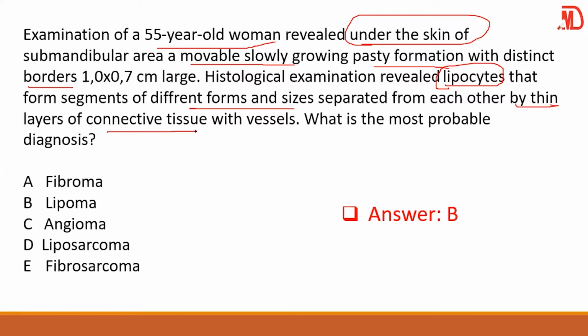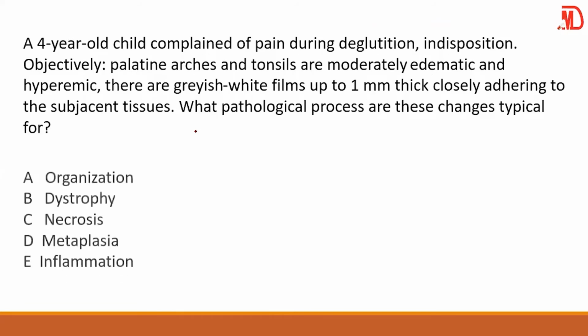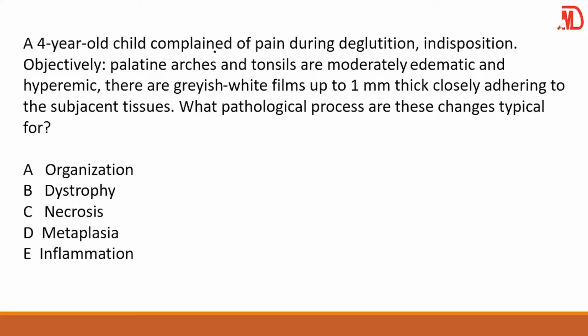We've done it, so I don't want to waste time on it. Good. A 4-year-old child complained of pain during deglutination, that is swallowing, and indisposition. Now, the palatine arcs and the tonsils are moderately edematic. Moderately edema, that means there's inflammation. There is hyperemia, with grayish white films of up to 1 millimeter thick, closely adhering to the subjacent tissues. The question is, what pathological process are these changes typical for?